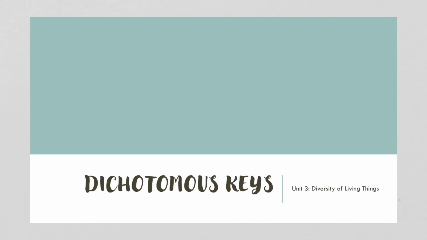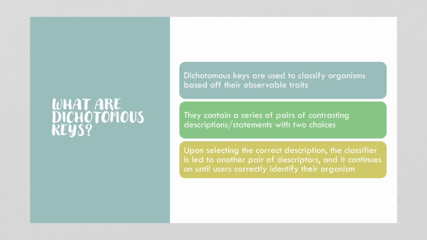In this lesson, we're going to go over what dichotomous keys are and how you can classify organisms using them, and also how to make a dichotomous key. So dichotomous keys are used to classify organisms based off of their observable traits. So, do they have fur or do they not have fur, and so on.